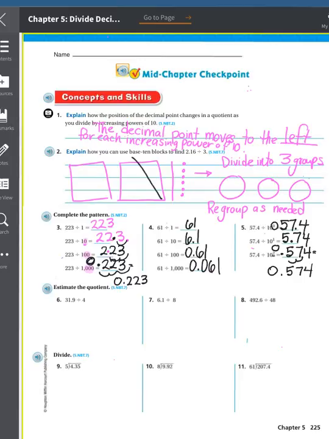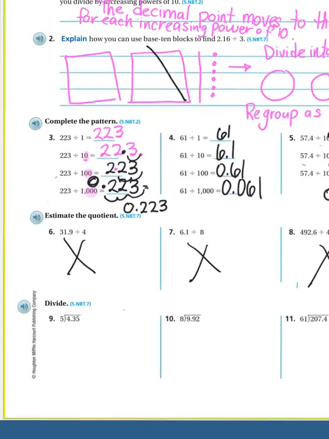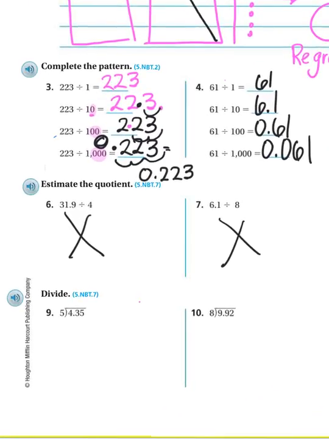Estimating, you know, we're going to skip that part. That was from 5.3 and it was quite confusing. Here we're just simply dividing. You're going to divide by each number. So let's go ahead and divide 5 into 4. We cannot do that. We always want to put the decimal point up there. Now we're going to be looking at 43. How many times does 5 go into 43? It goes in 8 times.